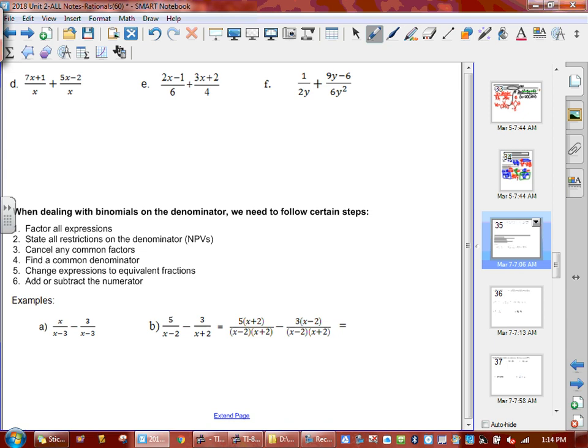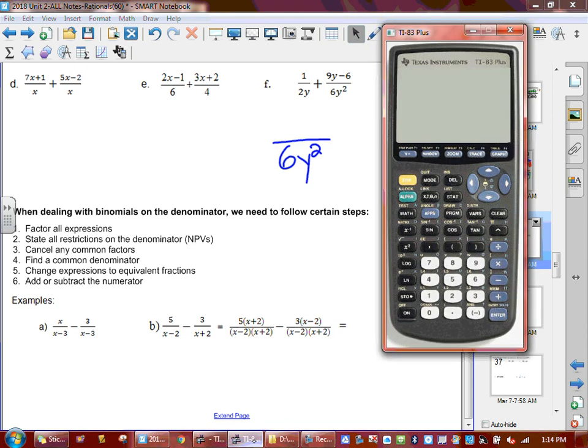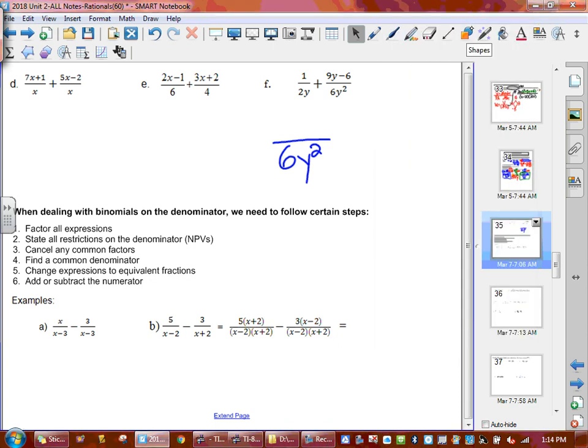Okay, letter F. This is one of those situations where one side is already created into the common denominator. So my common denominator here is going to be 6y squared. So the one side already has it. All we're doing is looking between the digit 2 and the digit 6. If you were to put it in your calculator and find the lowest common denominator between 6 and 2, it would tell you 6. So we've got our common denominator, it's a 6.